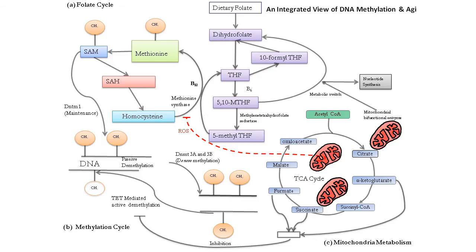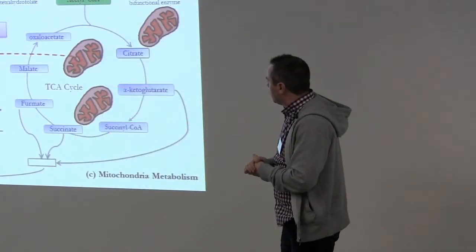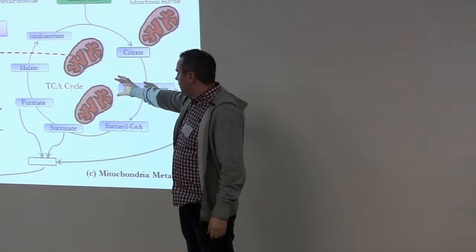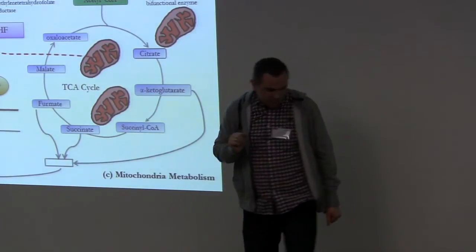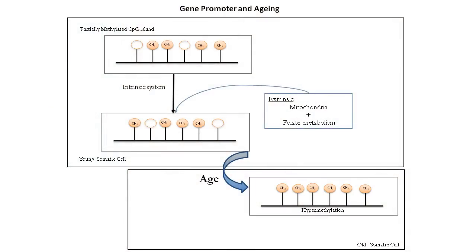Carol mentioned that there's a lot of things that go on during aging. Well, one of the things that changes is your metabolism. We also have oxidative stress as a major player. So I have links from the mitochondria coming into both folate metabolism and the methylation cycle. So these two things impact both folate metabolism and the methylation cycle. So in summary, if we're looking at it from a systems biology perspective, if we're looking at a gene promoter, we can say that the overall effects of DNA methylation are regulated by intrinsic events, which are the methylation enzymes, and extrinsic events, which are the mitochondria and folate metabolism.